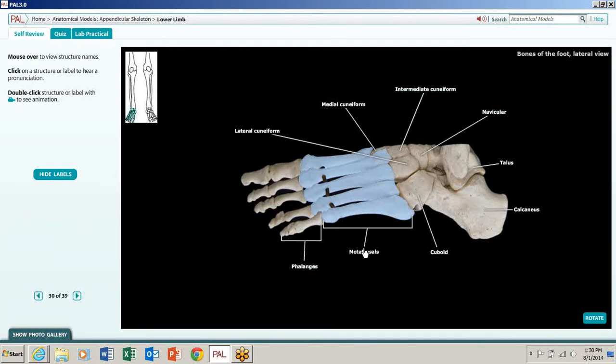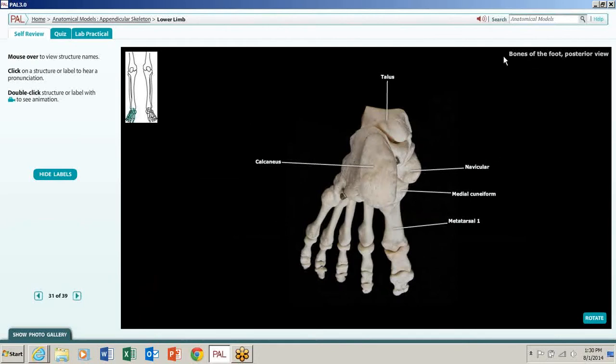So the ankle has 7 tarsal bones, and you're not going to need to know them individually, just the talus here and the calcaneus. So just those two, because they're quite distinct. The other ones you just don't need to know. You need to know they're tarsal bones, but not the individual names.